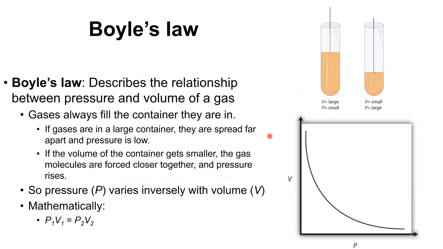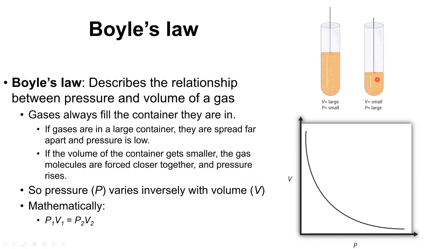Boyle's law is our mathematical principle behind why air flows into and out of the lungs based on these volume changes. So Boyle's law describes the relationship between pressure and volume of a gas. It's a good rule to understand that gases will always fill the container that they're in. So if gas, these little yellow dots are gas molecules, are placed in a pretty large container, or the volume is large, the pressure is going to be pretty low because the gas molecules are able to spread out pretty far.